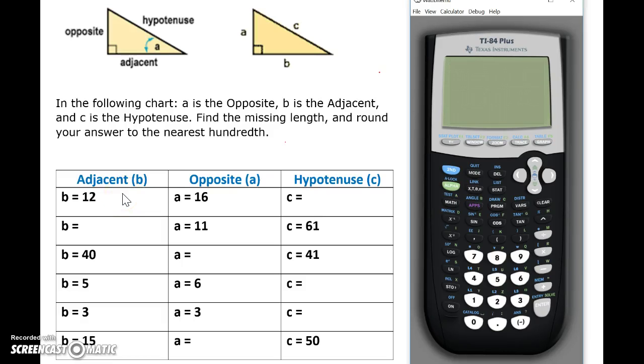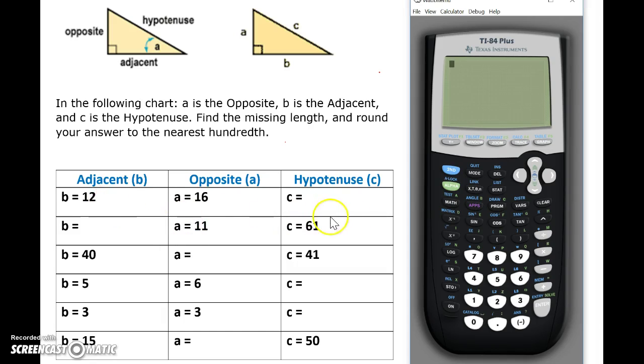Alright guys, let's go through some additional trig questions. So these ones, this chart has the adjacent being B, the opposite being A, and the hypotenuse being C. I've given you two values and you have to find the other one. If we have two values and we're looking for the other side, we can use the Pythagorean Theorem.